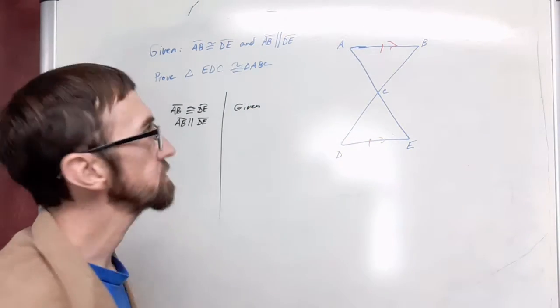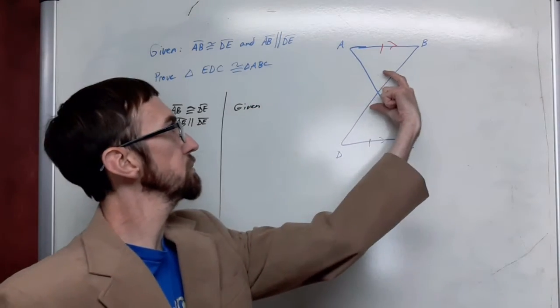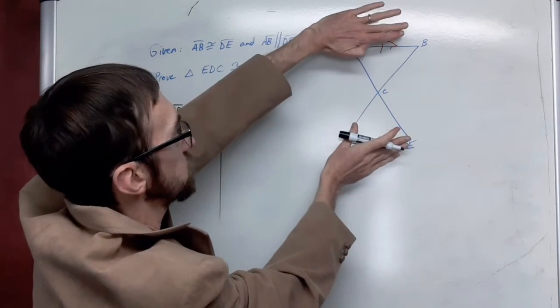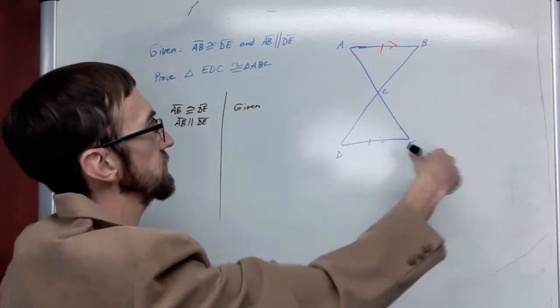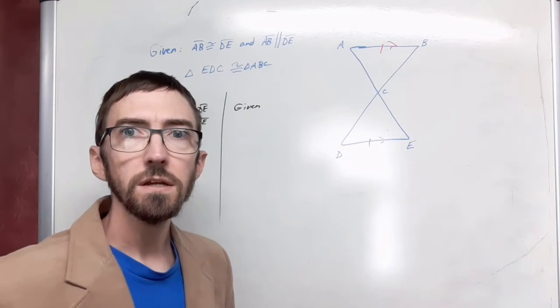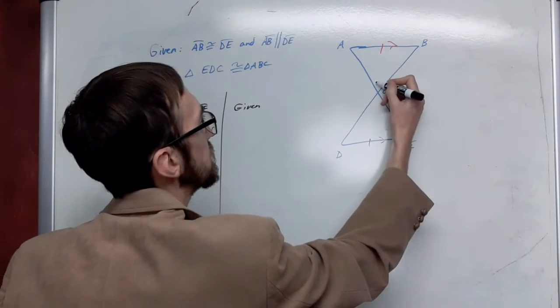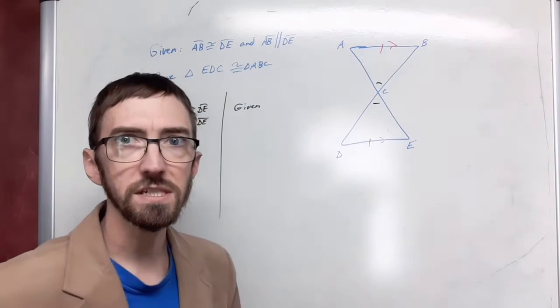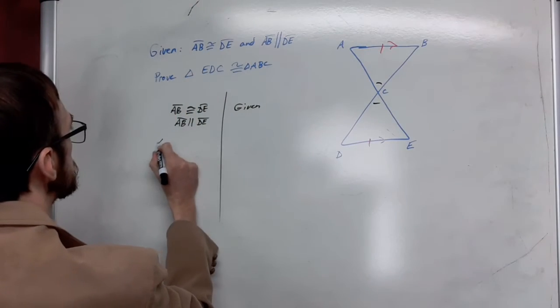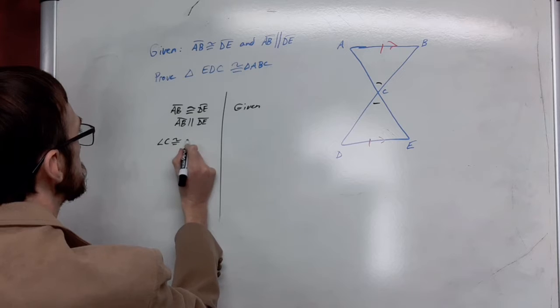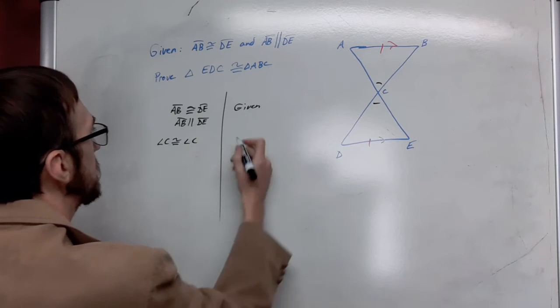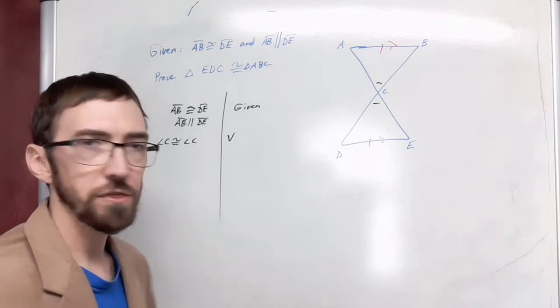These are our givens. Right away, we should be able to see that if you ignore these segments here, these are just crossed lines, and so we have vertical angles. So angle C is congruent to angle C here, and that is because of the vertical angles theorem.